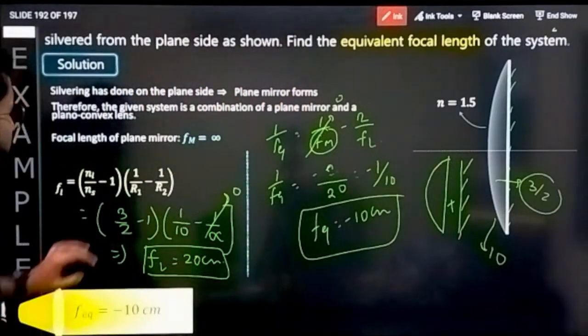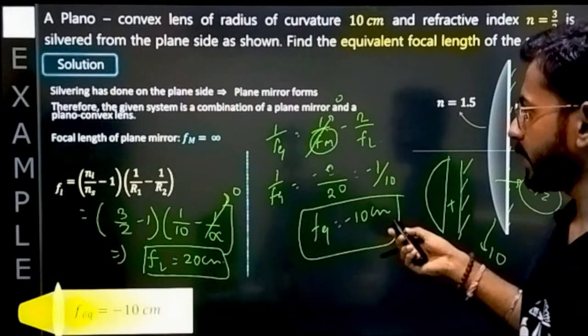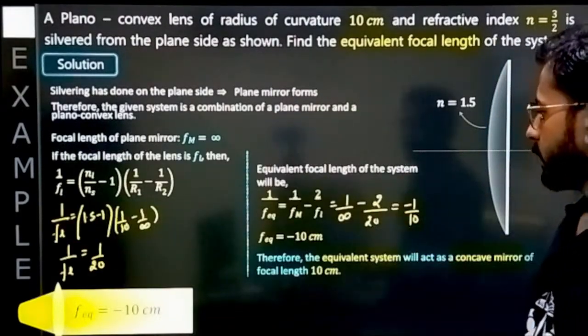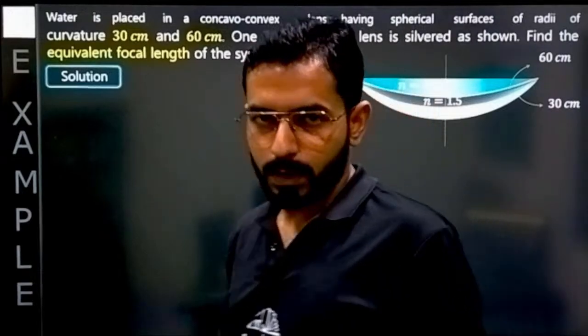Easy peasy. Let's do one more, just so that you can understand. A very good question is there. I have saved it for you. Solve this one.